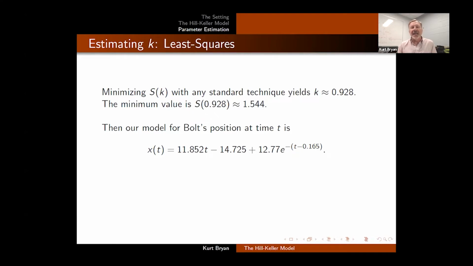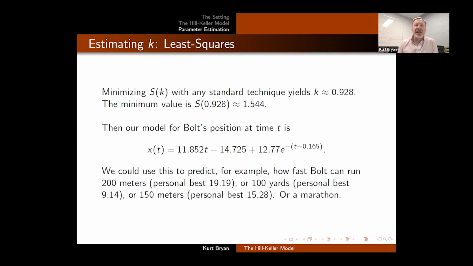And I have data from other sprint races from both men and women at different high-level competitions. Each one yields a different value of k. Anyway, this is Bolt's optimal position, and if you plot that, it fits the data very well. But once you've got this in hand, you can now use it to do some prediction, even some extrapolation.